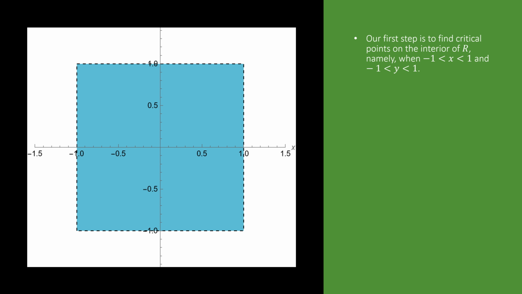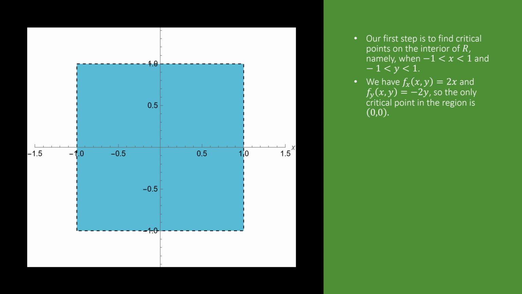For our first step, we're going to find the critical points only on the interior. So we're going to ignore the boundary at first and look at just the points that are not in the boundary. So these are when x is strictly between -1 and 1, and y is strictly between -1 and 1. If I take the partial derivatives, we're going to just find the critical points. The partial derivative with respect to x is 2x, and the partial with respect to y is -2y. So the only critical point in this region is (0, 0).